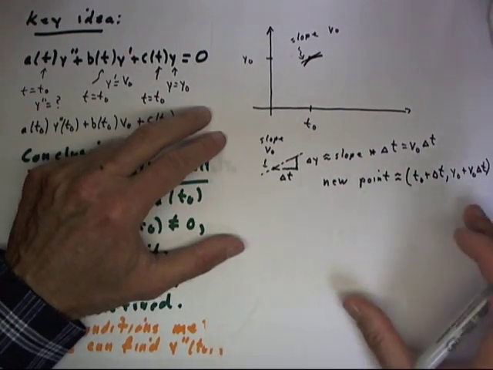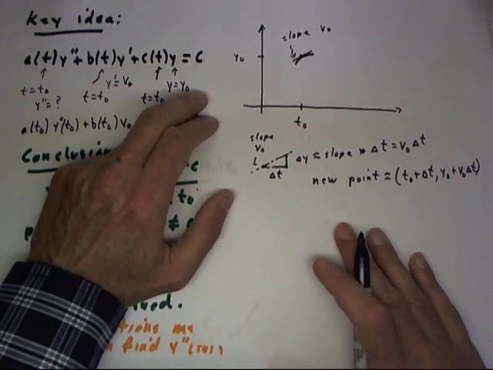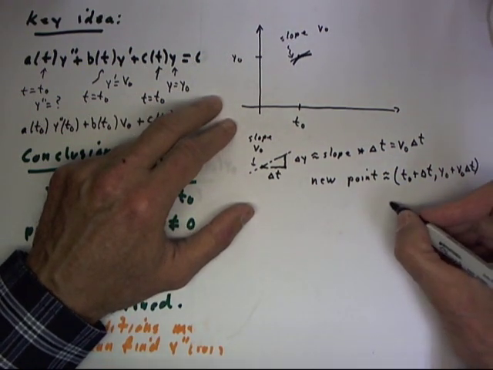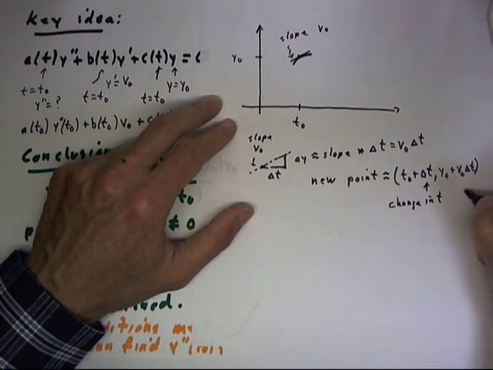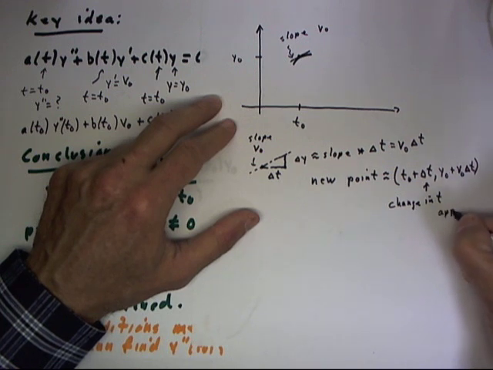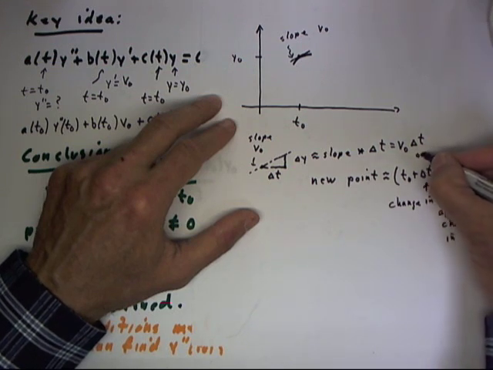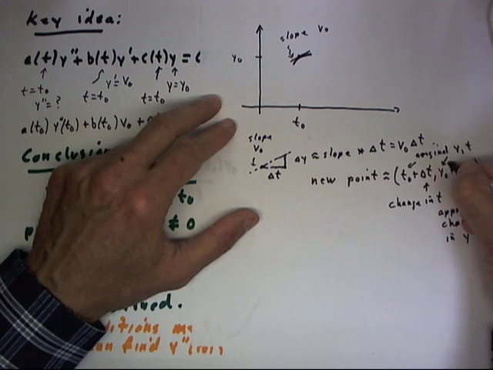Now let's see if we can get that all on the camera here. Okay, so our new point will be, okay, I think we've got it all. This is going to be our new point. This is our change in t. This is our approximate change in the value of y. And of course, this is our original y and t values. Here's our original t, here's our original y.